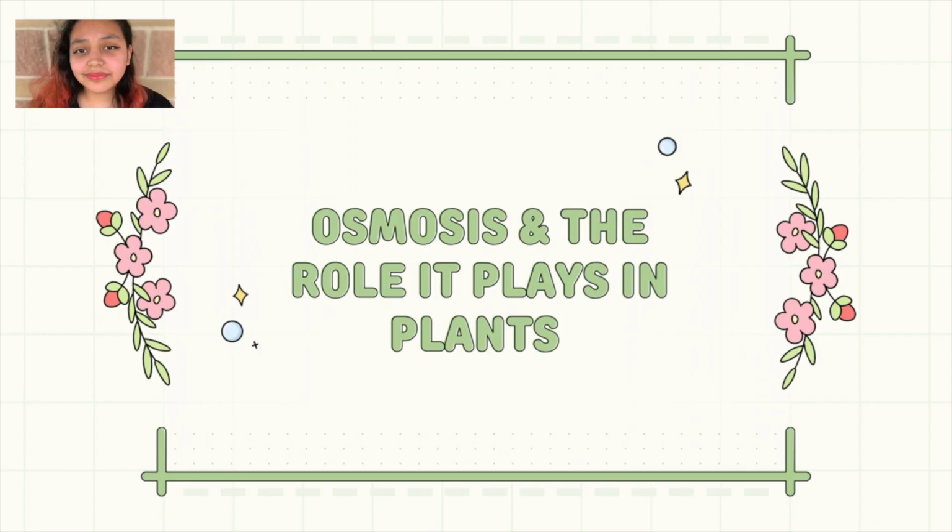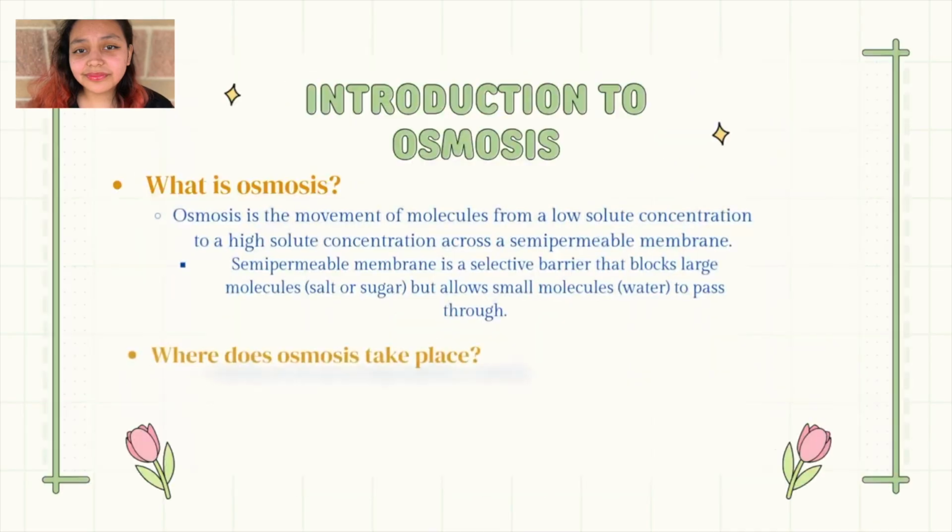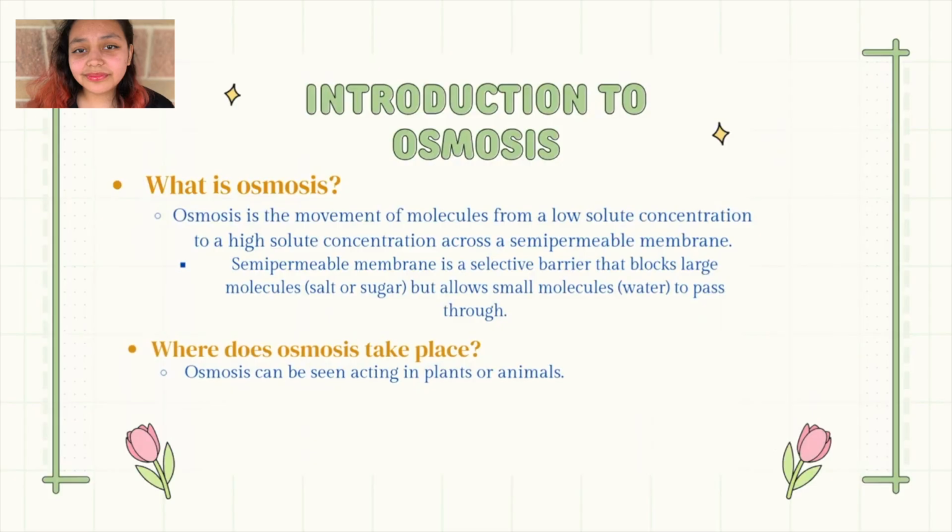Hello there, everyone. Today we're going to be going over osmosis and the role it plays in plants. What is osmosis? Osmosis is the movement of molecules, in this case water, from a low solute concentration to a high solute concentration across a semi-permeable membrane.